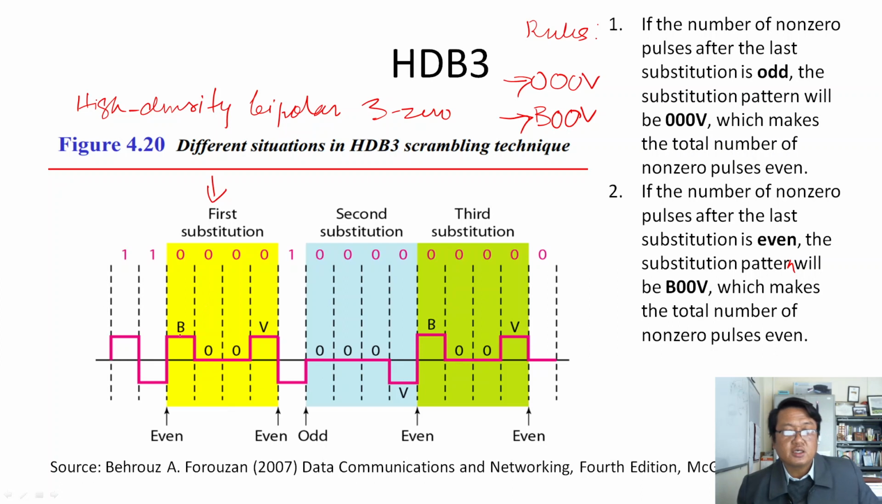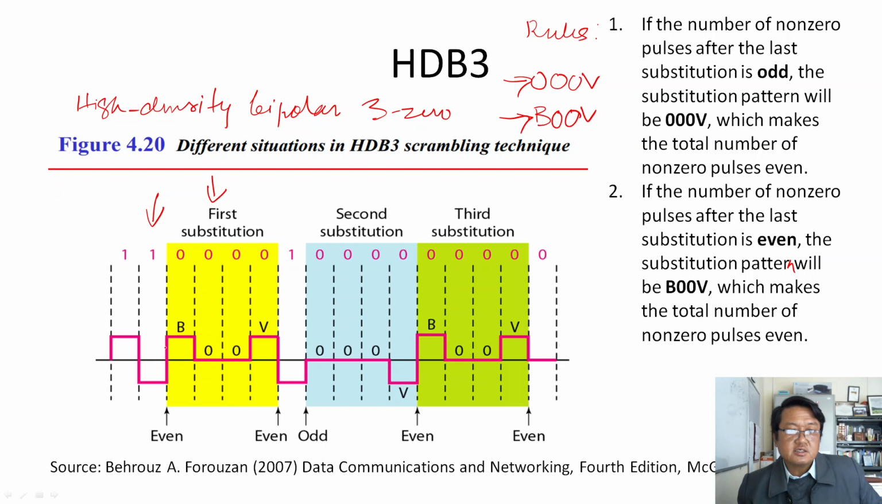In the first substitution, the number of non-zero pulses is odd or even. Now, depending on whether the non-zero pulses is odd or even, the pattern will be 00V. In that case, what do we have? The non-zero pulses here, if you look at this column, I think we have only one. So we are assuming that we have only one non-zero pulse, then the technique will be B00V, that is bipolar 0-0 and then violation.